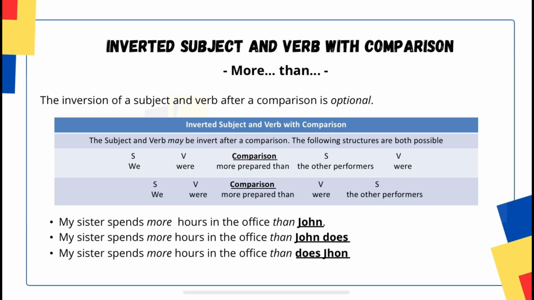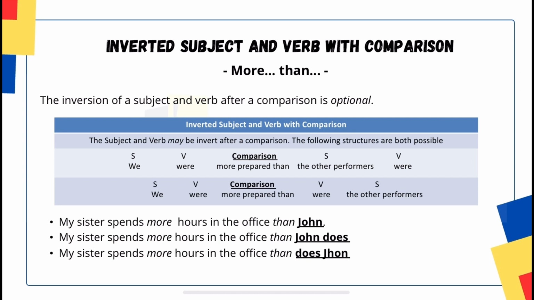That's why here in the table we can see there are two structures. The first structure is the version that is not inverting the subject and verb. So the structure still consists of subject, verb, comparison, and then followed by subject, verb. But the second structure is the version that is inverting the subject and verb. So the structure consists of subject, verb, comparison, and then verb, followed by the subject.